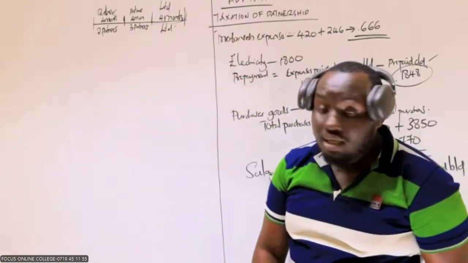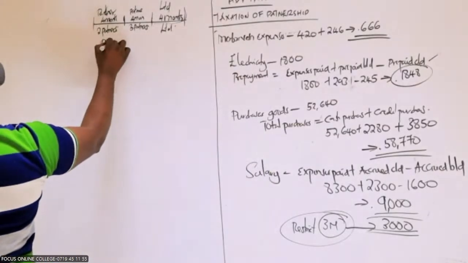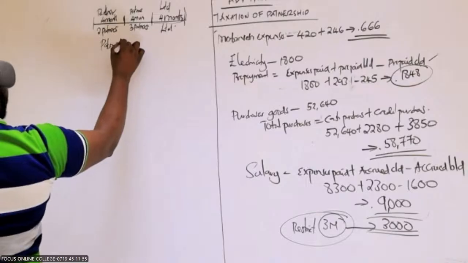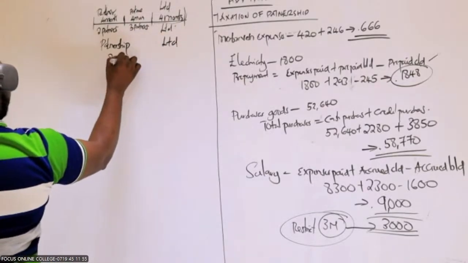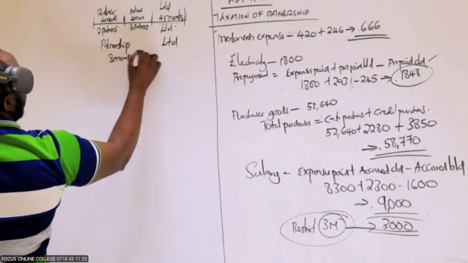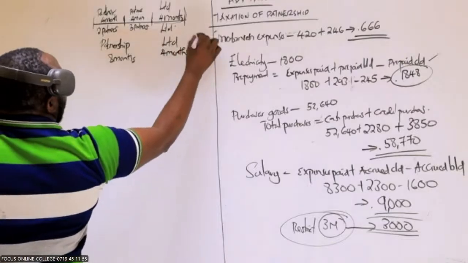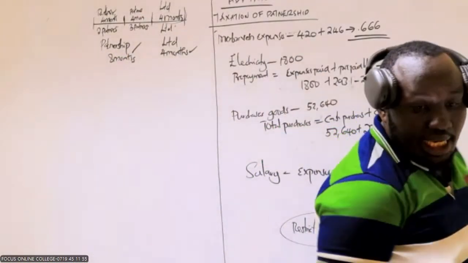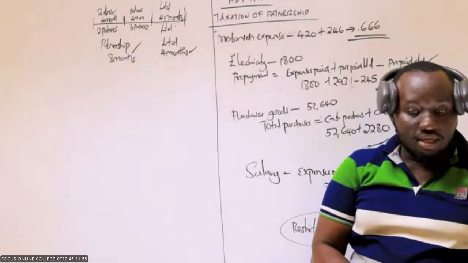In summary, if I have to analyze this, we have partnership and limited company. We have partnership for 8 months, and we have limited company for 4 months. Is that understood?